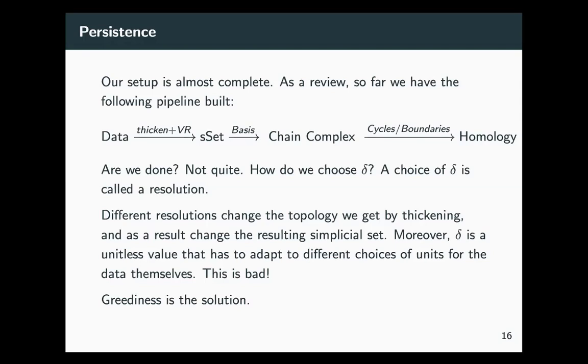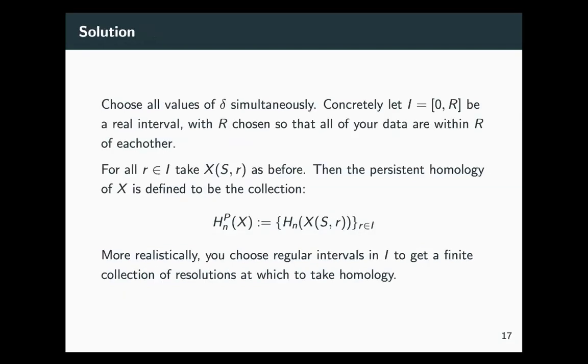The solution is to be greedy. The solution is to actually choose all choices of delta at the same time, and this is going to be called persistence. So yes, we're going to choose all choices of delta simultaneously. What I really mean by that is we're going to let R be a number so big that all of our data is connected. So 1,000 for the example I just said.